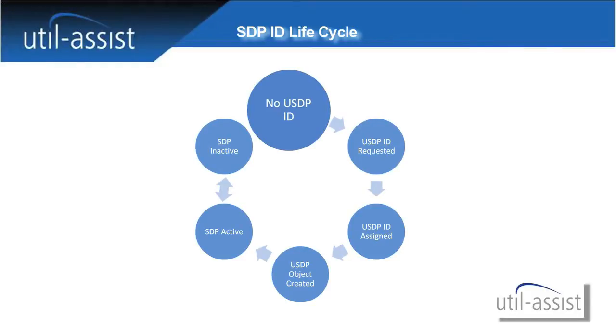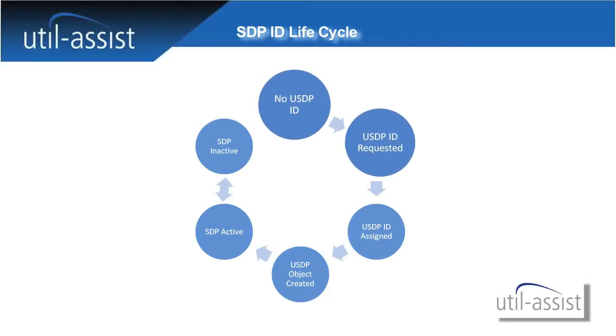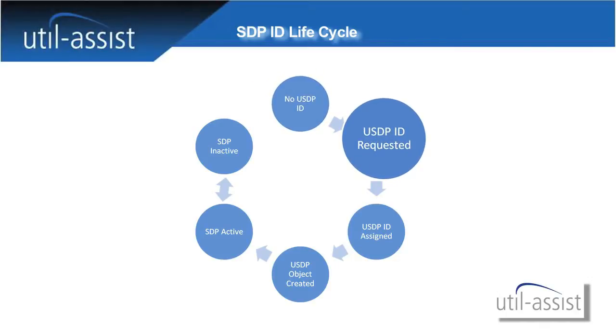The LDC must obtain a USDP from the MDMR before it can initiate any activity in the MDMR for the SDP and the associated meter. USDP ID requested. The LDC has initiated a request for a USDP from the MDMR. A USDP can be requested at any time, independent of whether the service meter point is metered with a smart meter or actively consuming electricity.